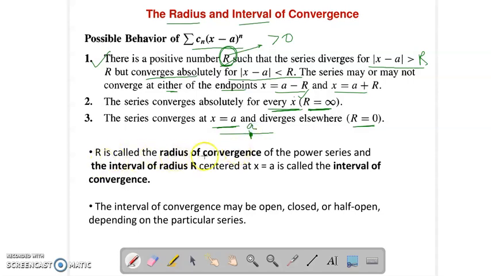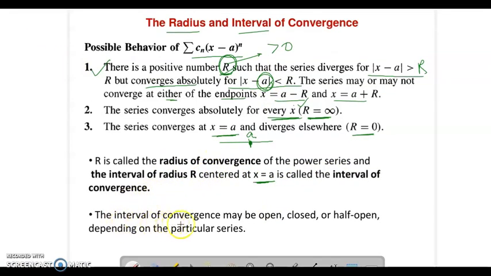So R is called the radius of convergence of the power series, and the interval of radius R centered at a is called the interval of convergence. The interval of convergence may be open, closed or half open depending upon the particular series. So let's witness all these facts with the help of examples which we have discussed so far.